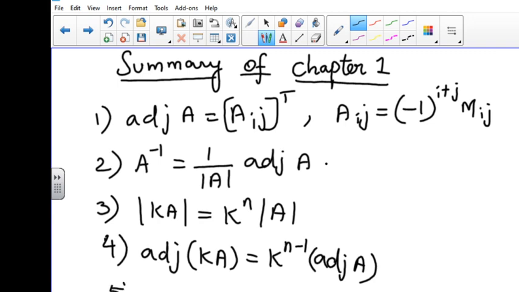Number 5, A into Adj A is equal to Adj A into A is equal to determinant A into I n, where n is the order of the matrix.